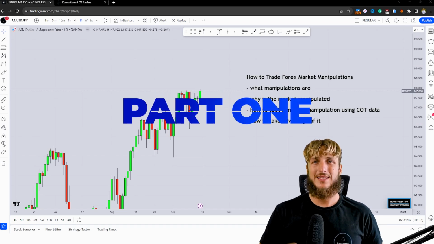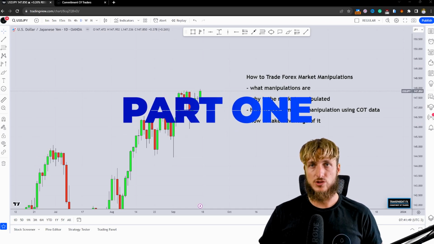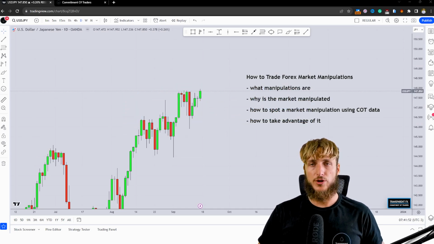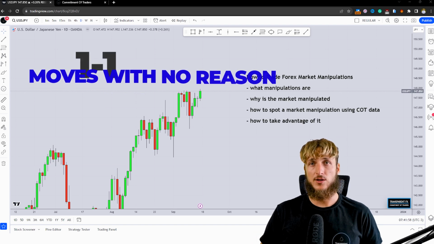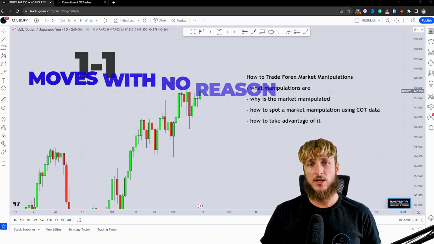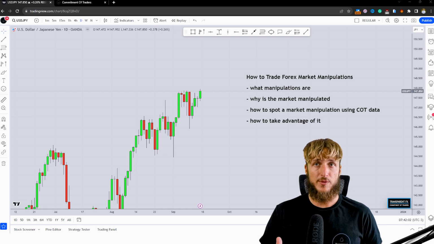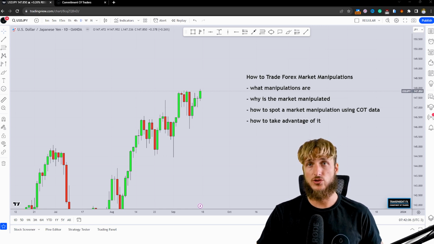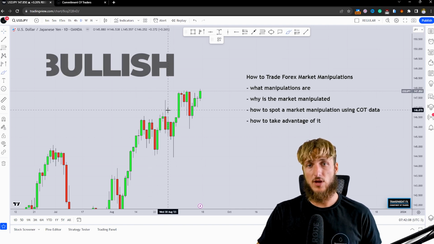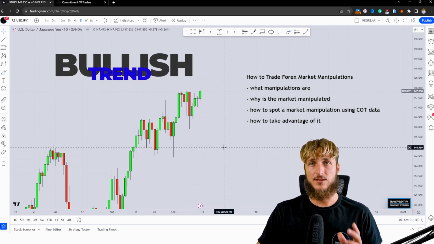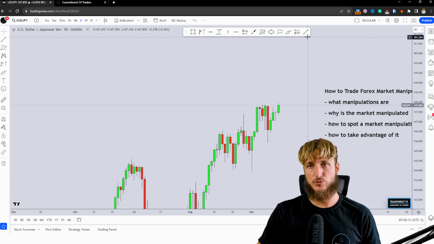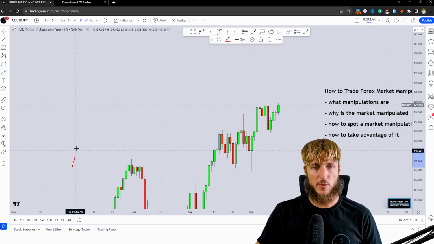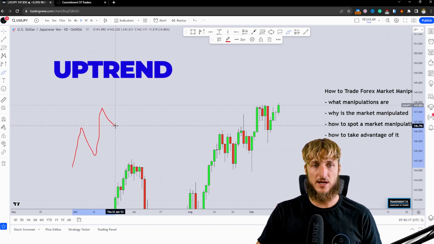Okay, so first of all, let's speak about what manipulations are. So essentially, to put it in very simple terms, a manipulation is when the market creates a movement to the opposite side of the official trend, creating such movement without any specific reason to the overall direction of the trend. So essentially, if you have a bullish trend, the market, in theory, even in an ideal uptrend, you essentially would have a market which is creating higher highs and higher lows.